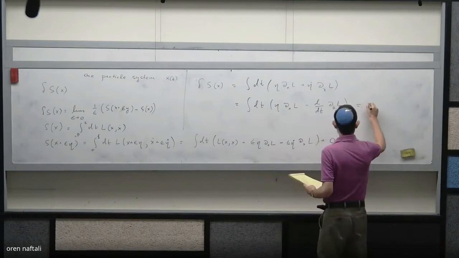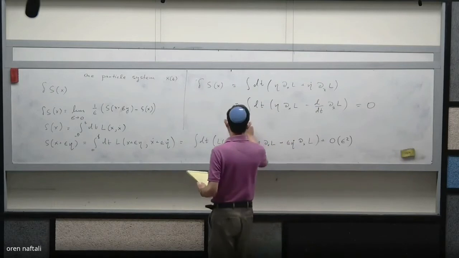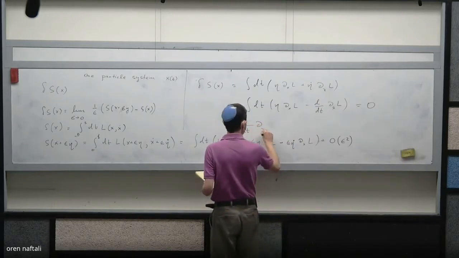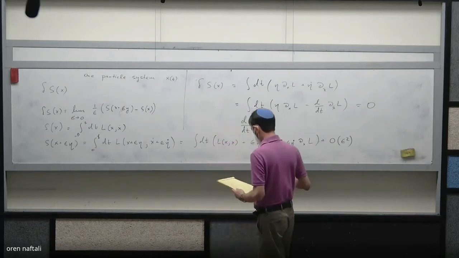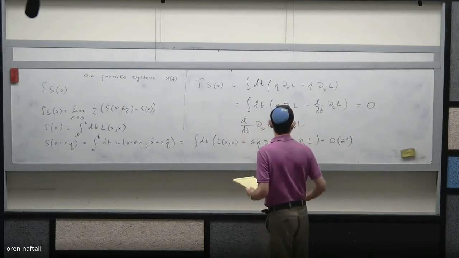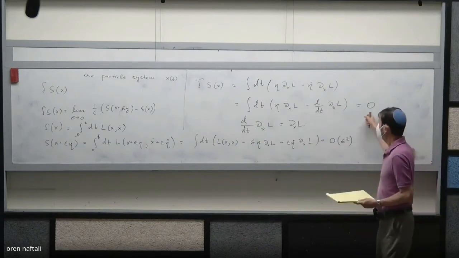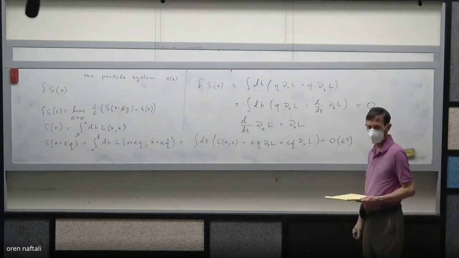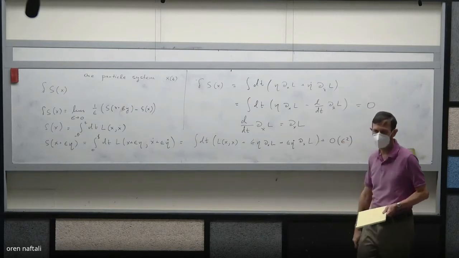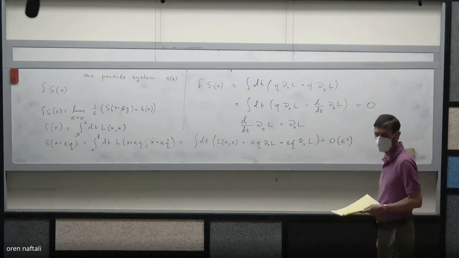And this must be equal to 0. This has to be equal to 0. This has to be equal to 0. And this guy has a name. Do you remember? Euler-Lagrange.